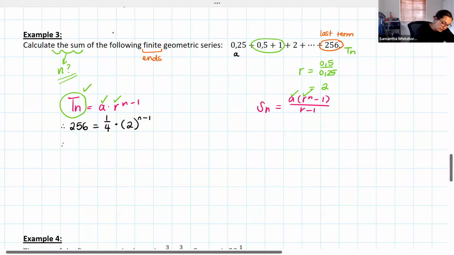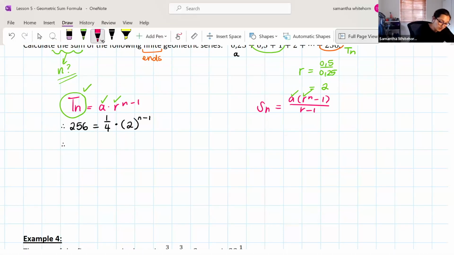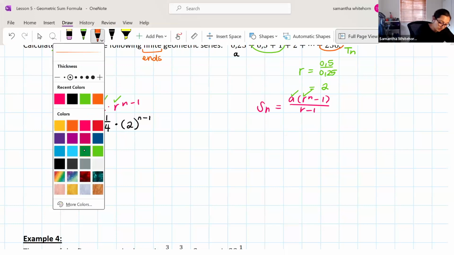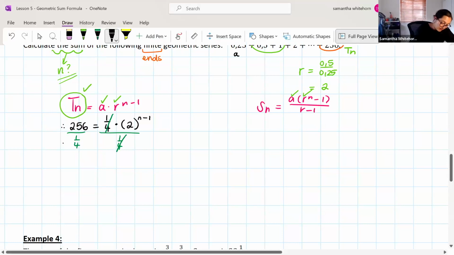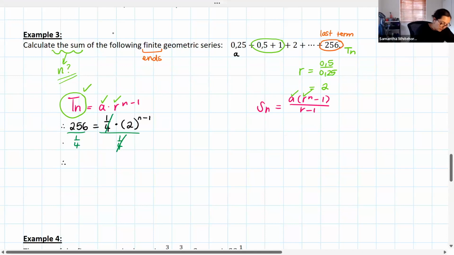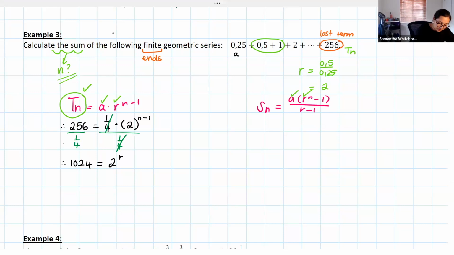Okay, so first things first, I don't want that quarter there. That is of no use to me. It's just in my way. I don't like it. It's gross. Let's get rid of it. Divide both sides by a quarter. That is now gone on the right-hand side. And 256 divided by a quarter is 1024, if I'm not mistaken, is equal to 2 to the power n minus 1.